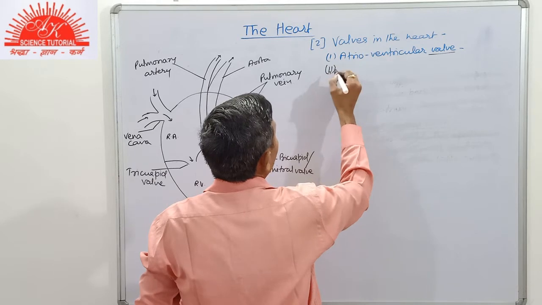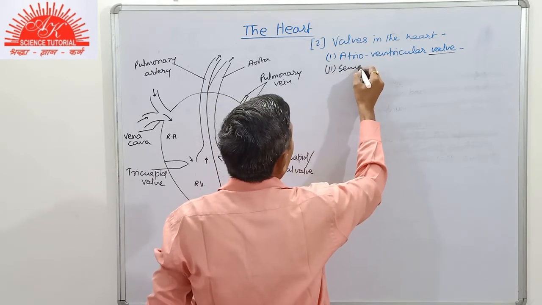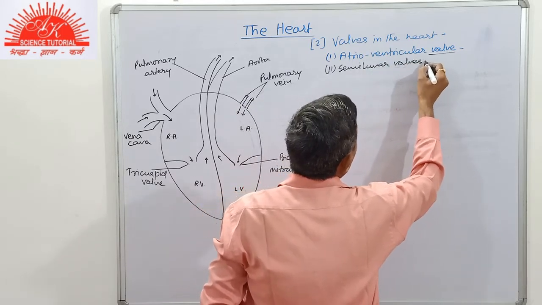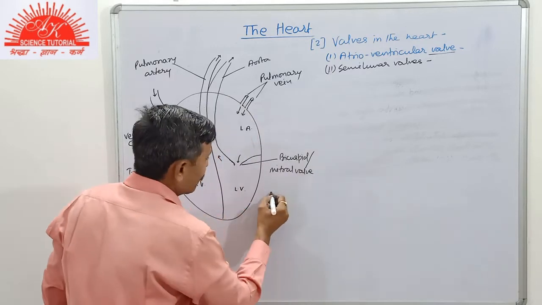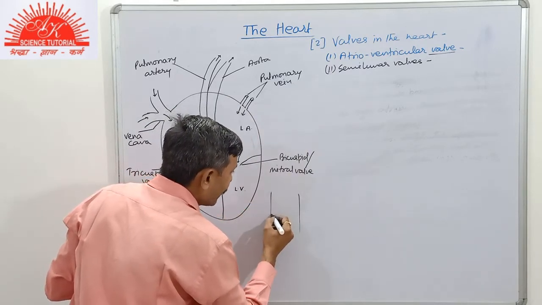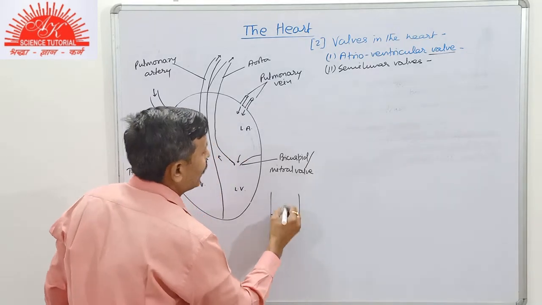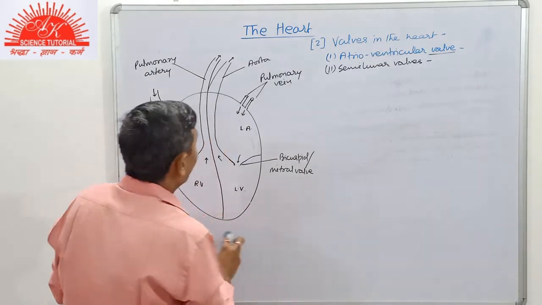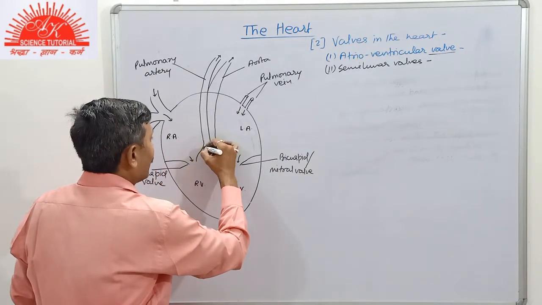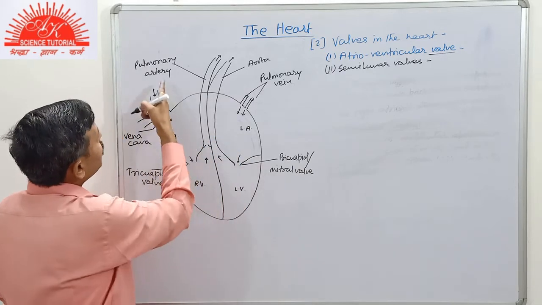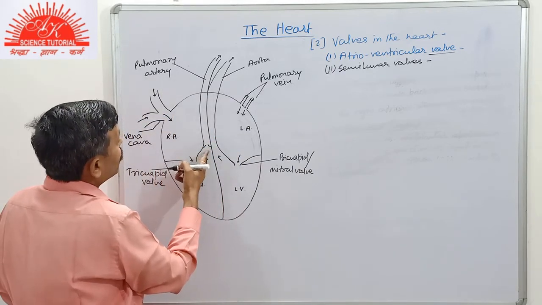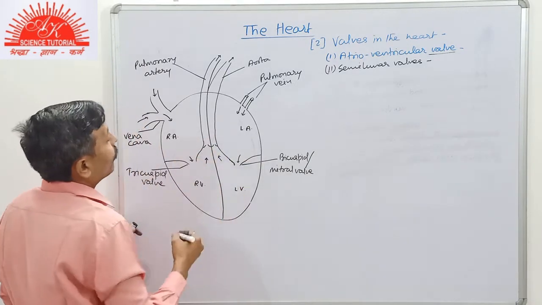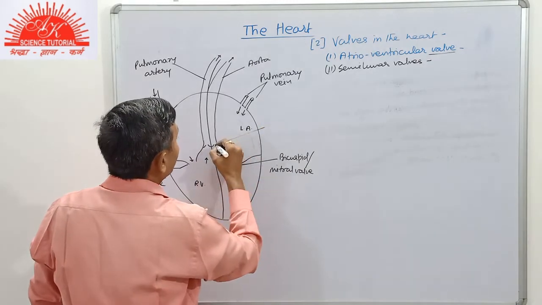semilunar valves. Now semilunar, like you see, suppose there is a vessel, and if it is like this, then this is called semilunar. So this is present at the opening of these blood vessels, like here. Here is a valve. Since it is present at the opening of the pulmonary artery, it is called the pulmonary semilunar valve, and one is there at the opening of the aorta, that is called the aortic semilunar valve.